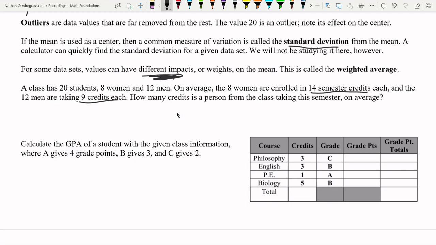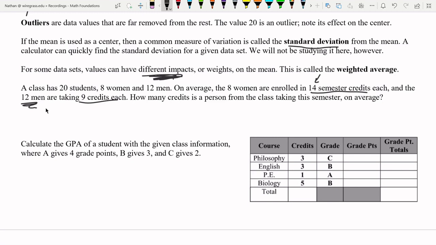So we're asking, what's the average amount of credits that a person's taking? Well, as you can see here, the women are all taking more semester credits. So they're going to weigh more heavily on the mean than the men are because the men are taking less of them. Of course, there are more men in this class, so that can also affect it.